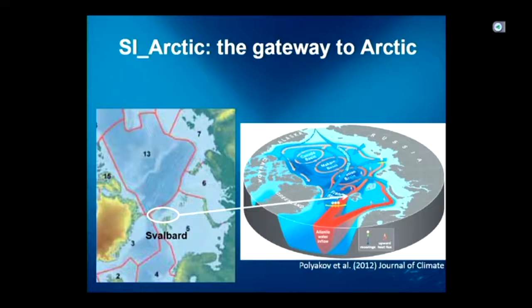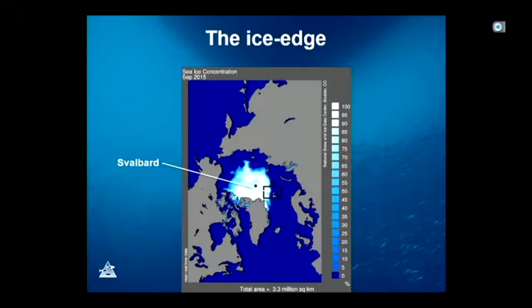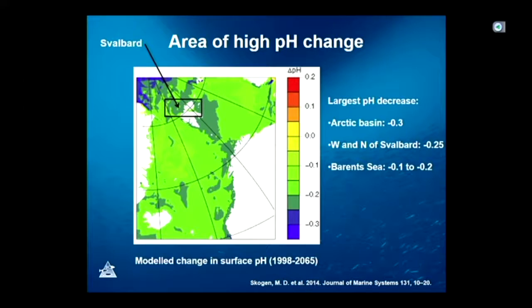So, defining the area. This is inside the Barents Sea large marine ecosystem, number 5, but it's specifically north of Svalbard. There, north of Svalbard, you see the warm Atlantic current pumping heat and production into the Arctic Ocean. So that is the area. We also know that this is the area of the planet that is increasing the most in temperature. It is the place where the ice edge goes back and forth depending on season. And there's also an increase in pH.